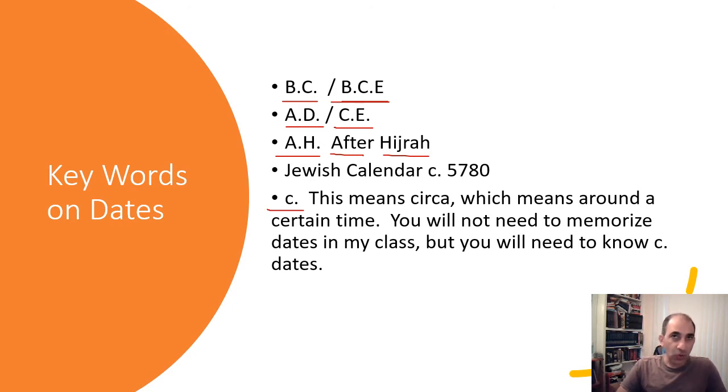In this course, you're not going to need to memorize dates, right? You never need to memorize dates. You never need to know Mehmed II conquered Constantinople in the year 1453. I know that because I've been doing this forever, right? As long as you know approximate dates, you should be fine, and that's what the circa means.